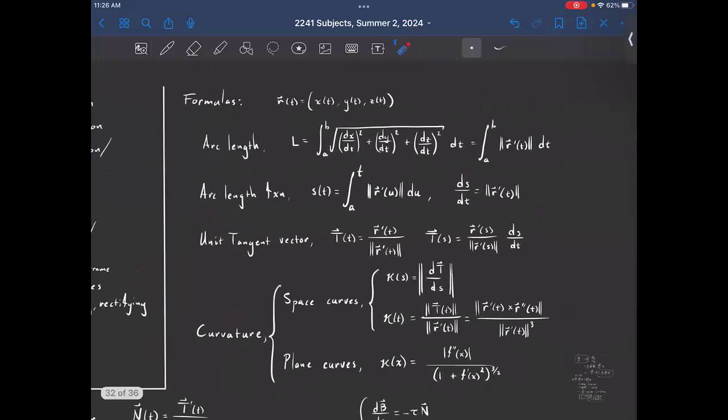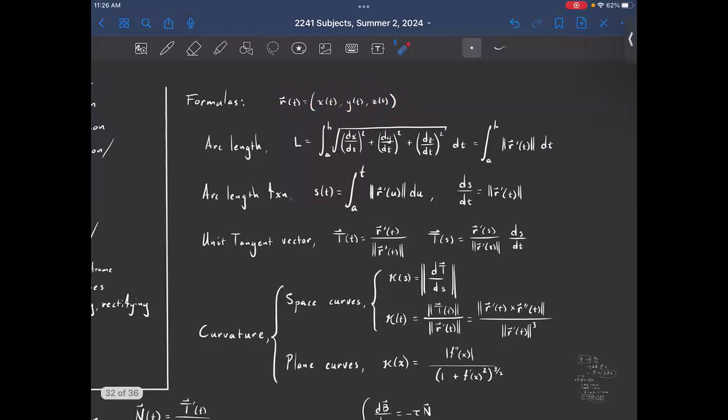All right, so let's get into our formulas here. As usual, our curves will be specified by a vector function with x, y, and z as functions of a single variable t. And then the curve itself will be the output of this function. It's the image. All right, so arc length. What is arc length? Well, you've seen maybe this formula, which I'll write down here, in Calculus 2. It looks something like this.